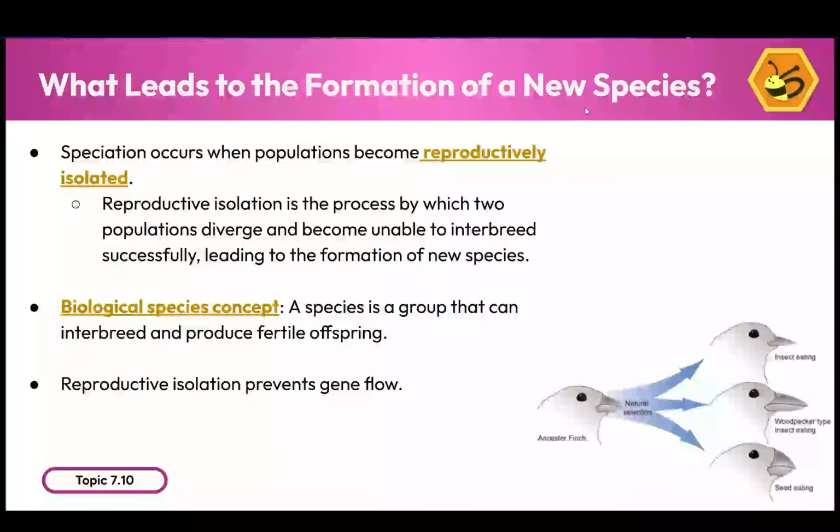So a biological species is a group that can interbreed and produce fertile offspring together. For example, a cat can breed with a cat and produce fertile cat offspring, but a cat cannot breed with a fish and produce fertile cat-fish offspring. Does that make sense? All right, perfect. And another thing, actually, I'll talk about that last bullet point later.